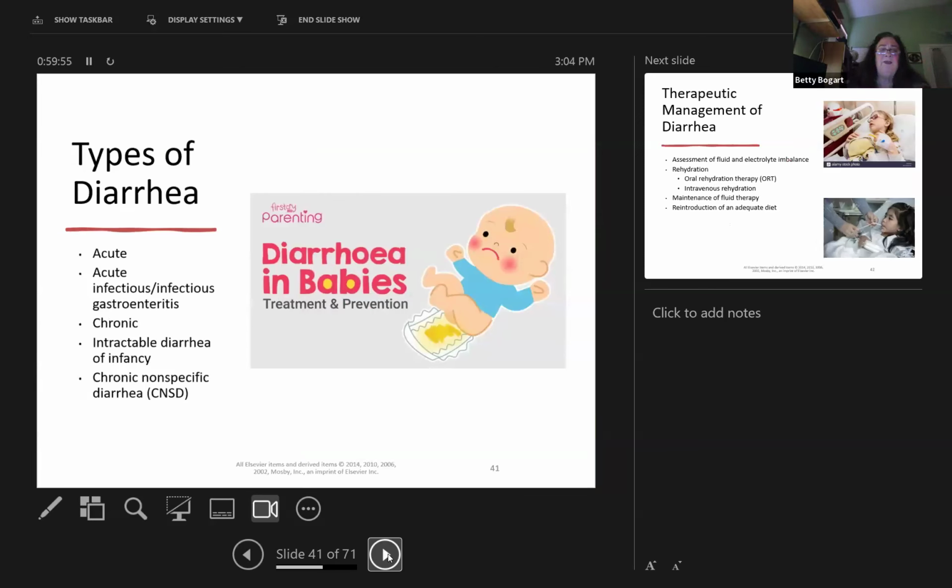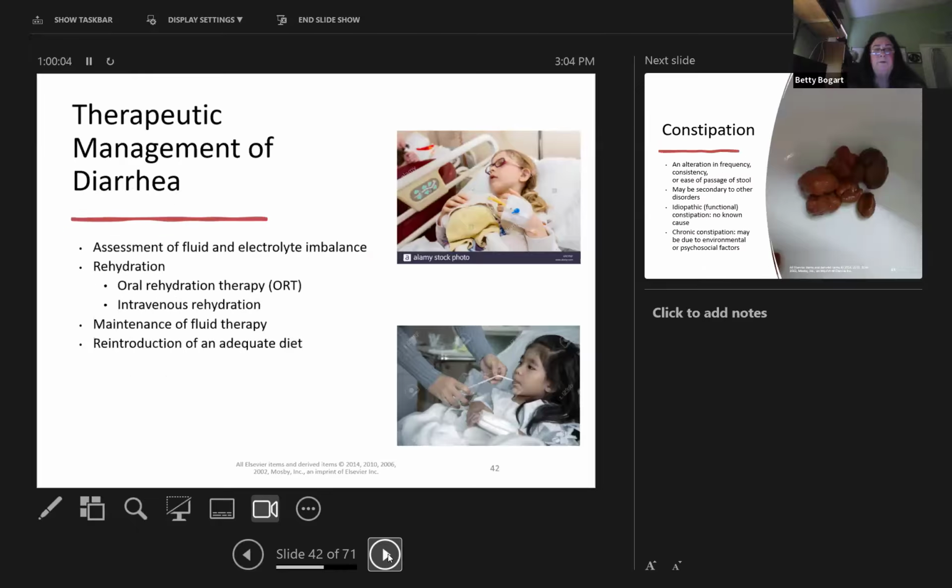Now, babies can have diarrhea. It could be acute, it could be an infection, or it could just be, we don't know. This kid just has diarrhea. How do you treat diarrhea? Well, they can drink because they're not vomiting. So we're going to be replacing those fluids, right?